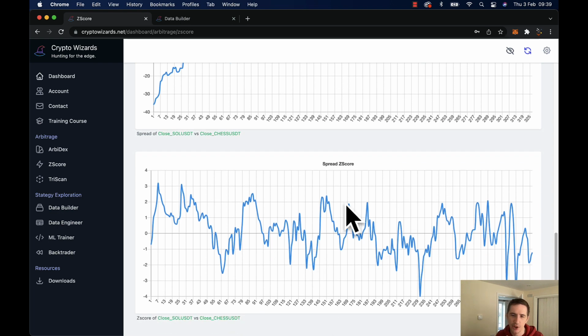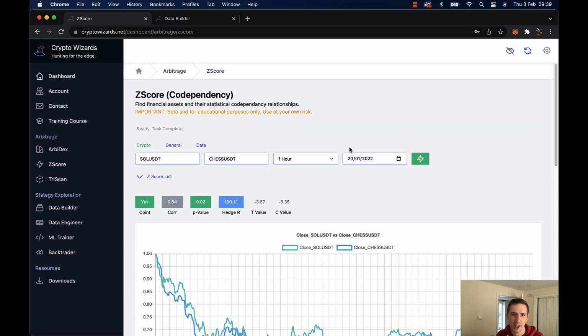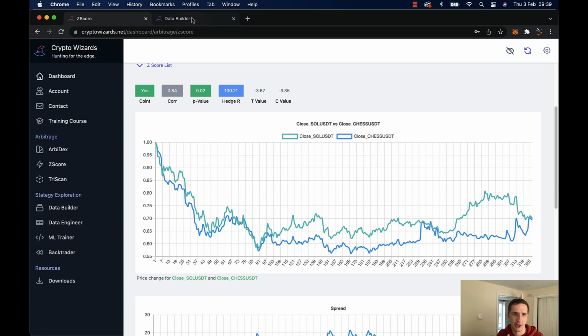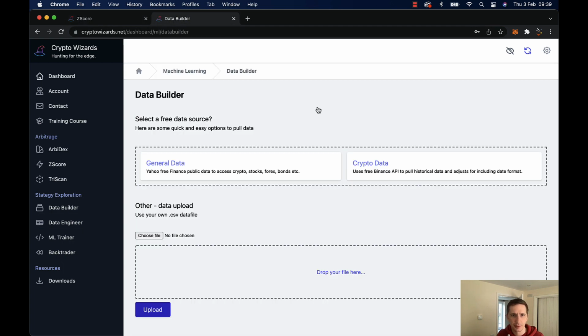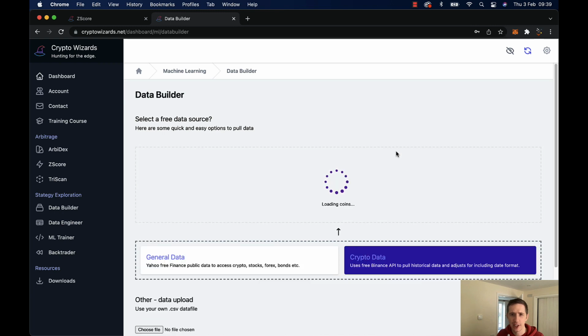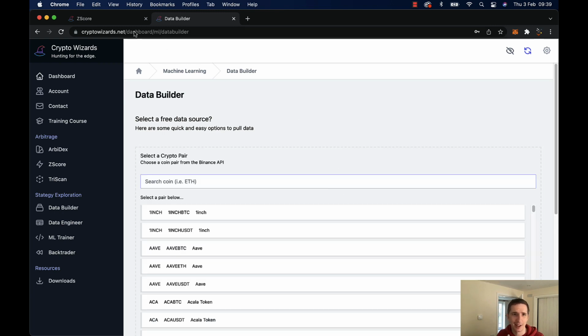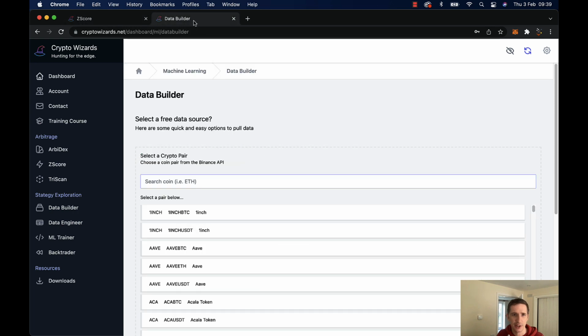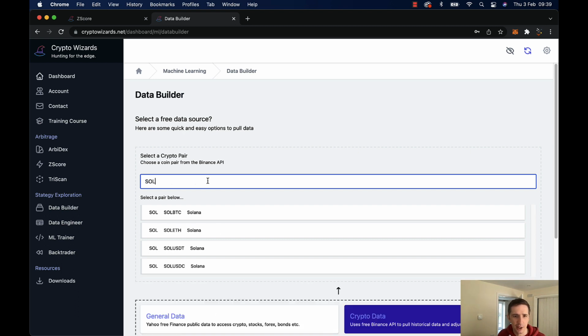And so I'm going to show you now how to backtest all of this. I'm just going to leave this tab open for reference so it's quick to get back to. I've got another tab open here for the data builder. So you can just go to data builder here. We're going to get some crypto data. The two cryptos we're going to get are Sol USDT and Chess USDT. The first one I'm going to do is Sol USDT.